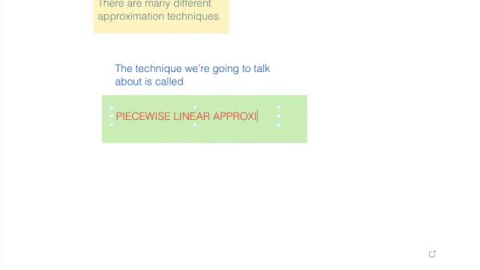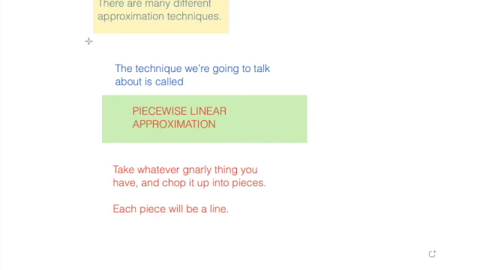Piecewise linear approximation. What does piecewise linear approximation mean? It means I take whatever my arbitrary, complicated, incredibly gnarly thing is, and I chop it up into pieces, and each piece is a line. And we said last time, in theory at least, we know how to compute lines. And in theory, we could figure out how to program a computer to compute lines. So this is going to be really fast.